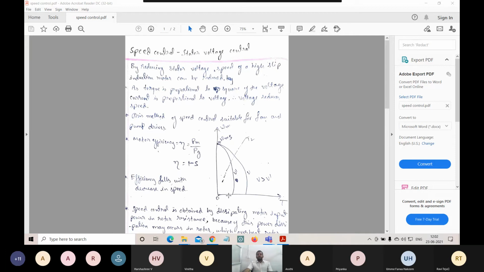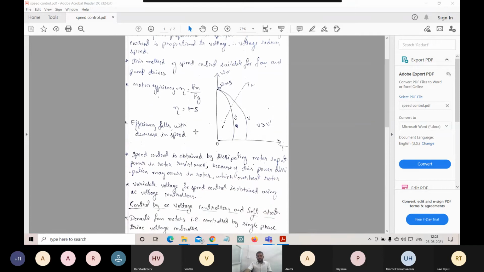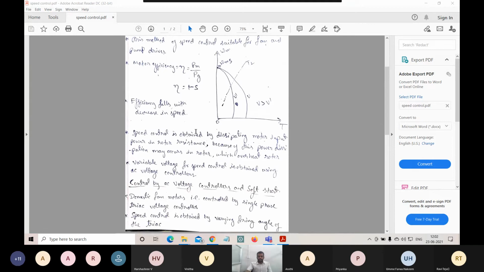Okay, and one more thing is efficiency. We know that efficiency is directly proportional to the speed. So if you want to get the motor with higher efficiency, you have to run the motor at high speed. If the efficiency of the motor is very less, that means the motor is run at lower speed. Okay, that's all. That's the thing about speed control of single phase induction motor.